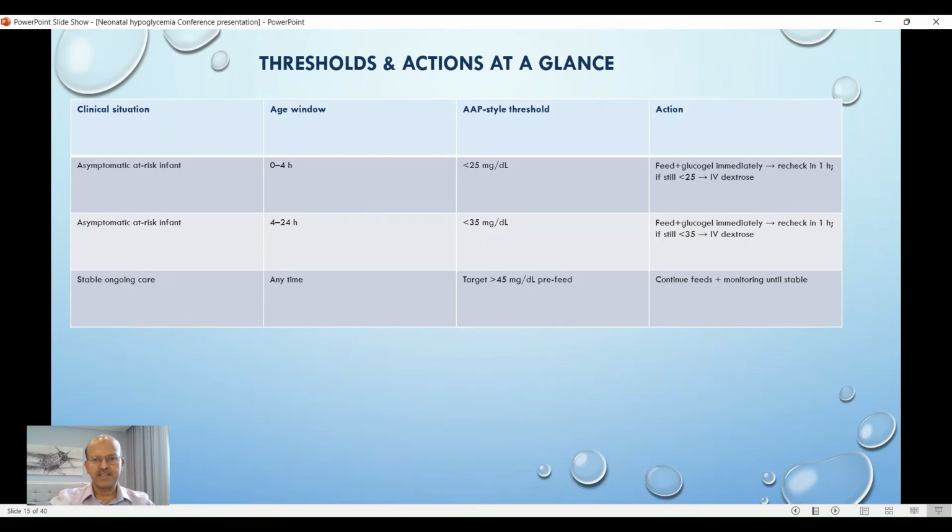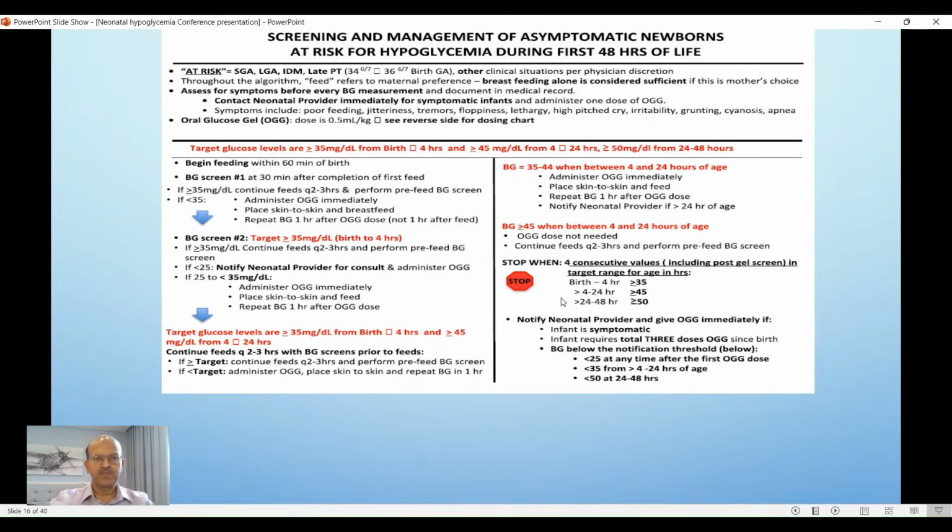So because I've already explained, I will not elaborate it. But 0 to 4 hours less than 25, feed and glucogel if it's lower, and if it persistently lower, give dextrose. Asymptomatic at-risk infant less than 35 at 4 to 24 hours, and more than 48 hours, more than 24 hours, or if the baby is symptomatic at any time, 45 is a threshold. So again, this summarizes what we discussed.